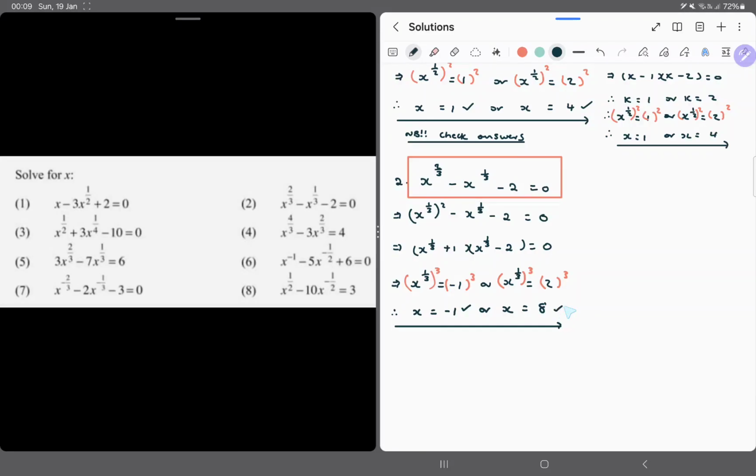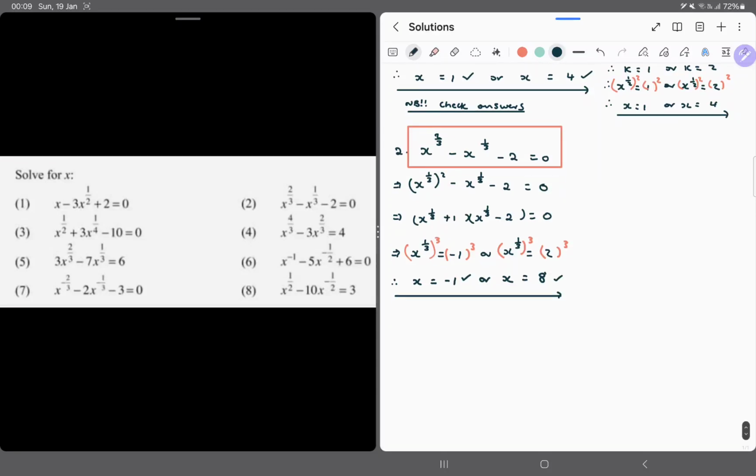Again, we get 0, so this checks out. So this is good. So don't forget to check those answers. So this is how this one goes. Okay. Do we have enough space? 3.